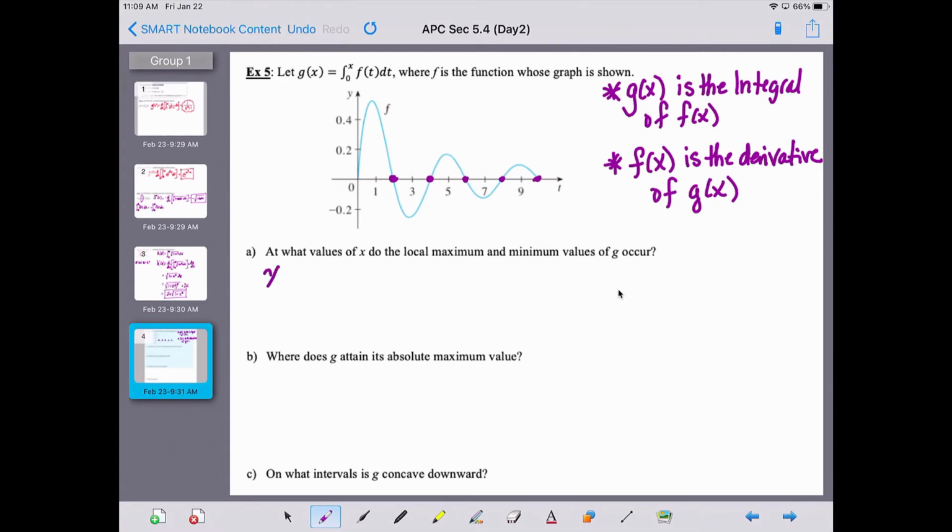So I would say x equals 2, 4, 6, 8, and 10. Oh, sorry, just 2, 4, 6, and 8 are local max and min values of g of x. I'm going to talk about 10 in just a moment.